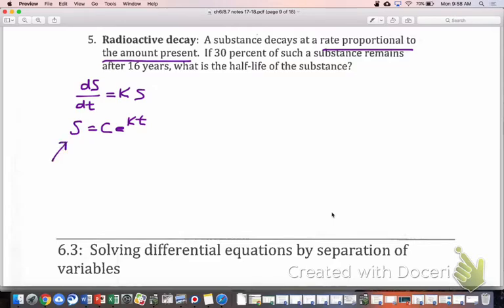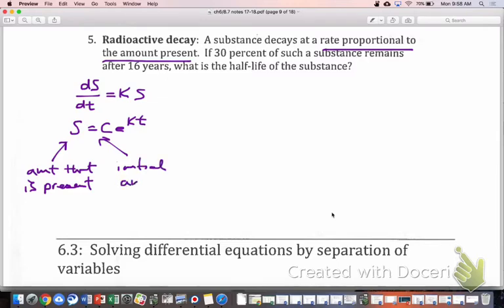So S stands for the amount that is present at any particular time. S would stand for the amount that's there when t equals 0, or when t equals 10, or t equals 16, or t equals 20. S just stands for the amount that's there at any particular time. Do you guys remember what C stands for? So C is a constant, but in this context, the initial amount, or the beginning amount.